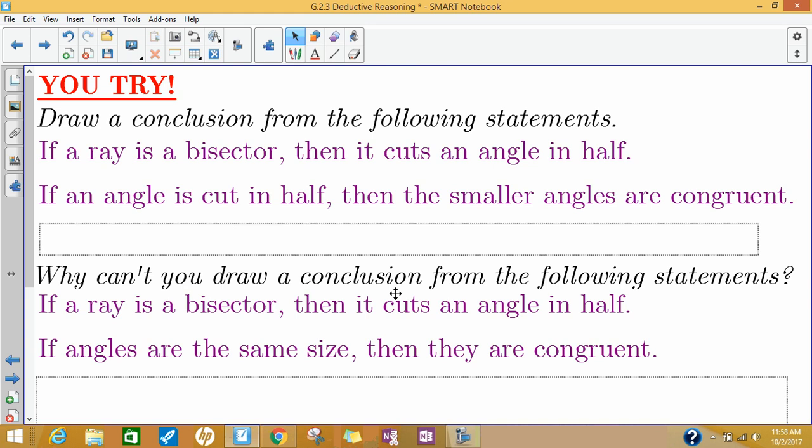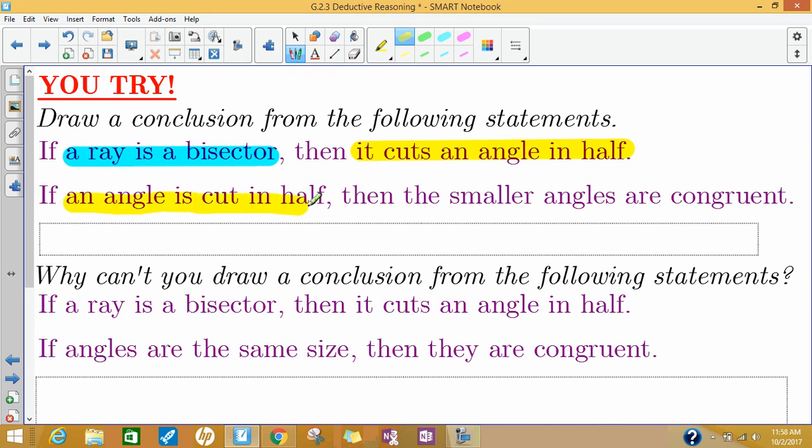So go ahead and pause here, give these two a shot. So here I have two conditionals. I got P and Q. Cutting an angle in half is the Q. The end of my first statement, it's also the beginning of my second statement. It's worded a little bit different, but they mean the same thing. And then I have this other piece.